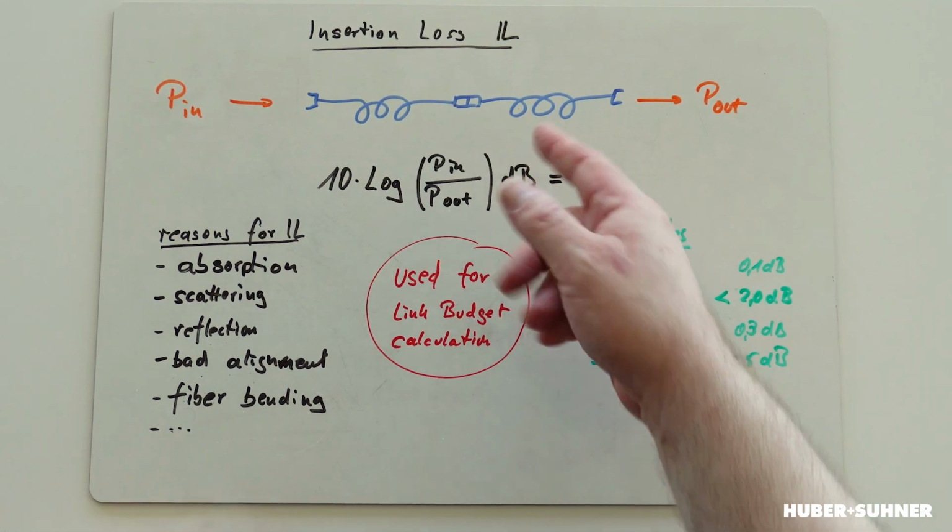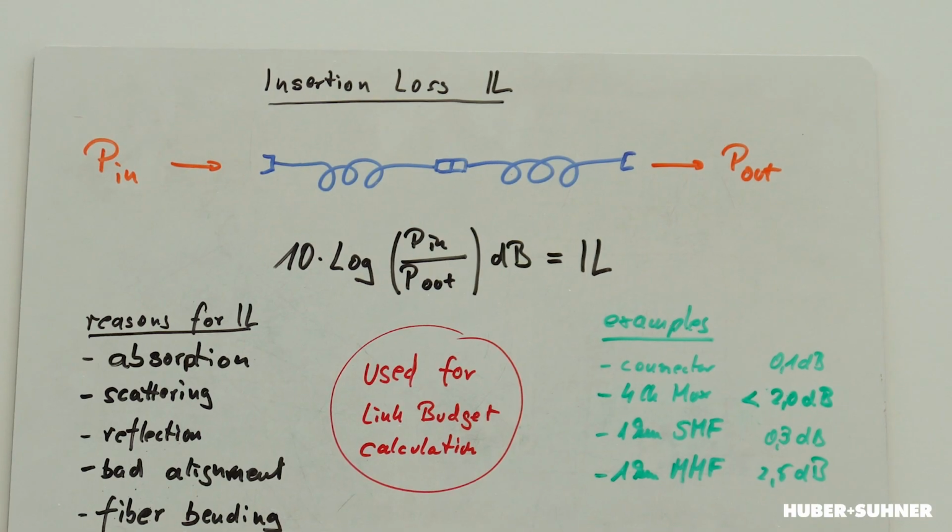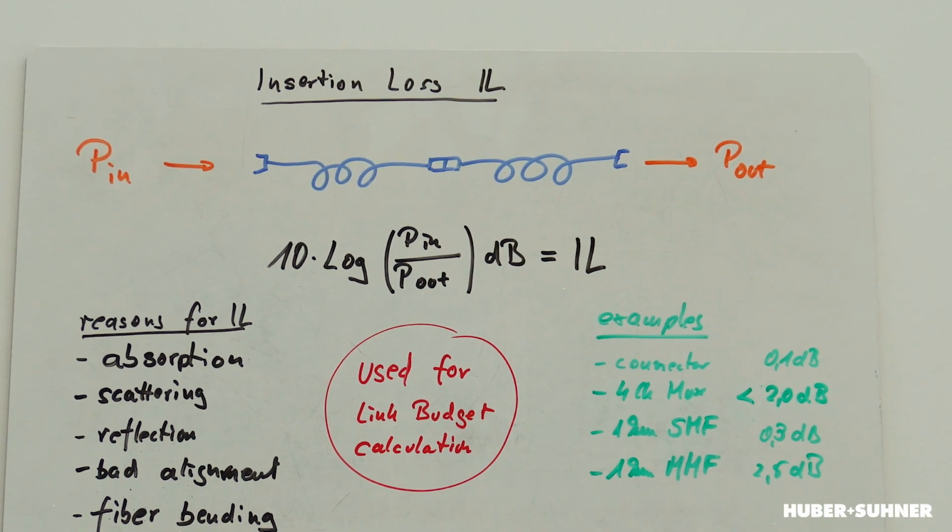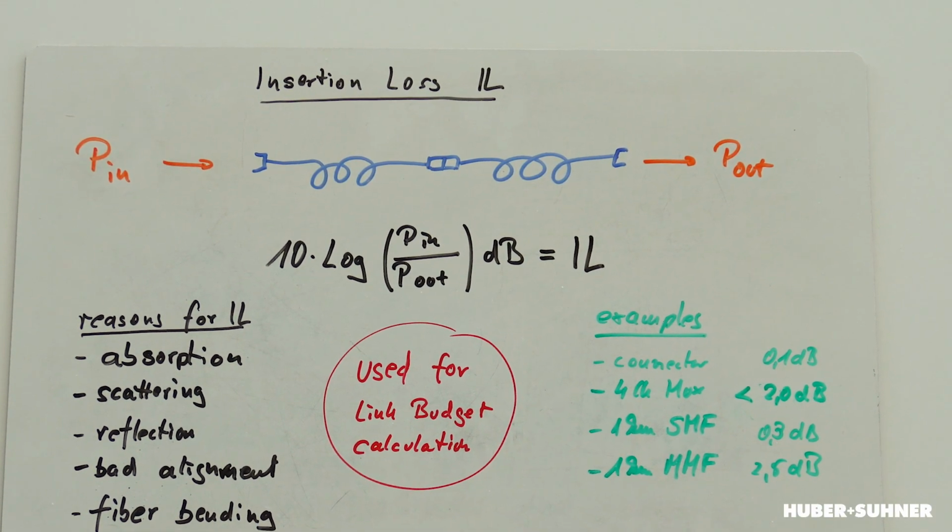So today we are talking about insertion loss and return loss. First, let's have a closer look at the insertion loss, and simply speaking, it's the loss of power from the input power to the output power. Depicted here is a fiber with connectors and all that stuff, and we have the input power, the output power, and the insertion loss is calculated 10 times the logarithm of input power divided by the output power in dB.